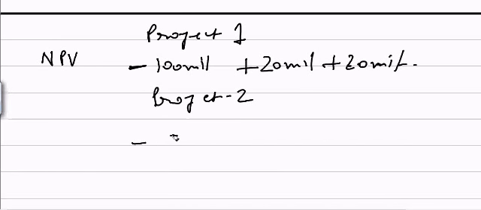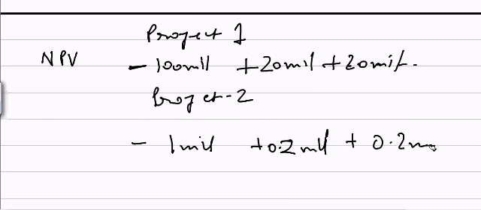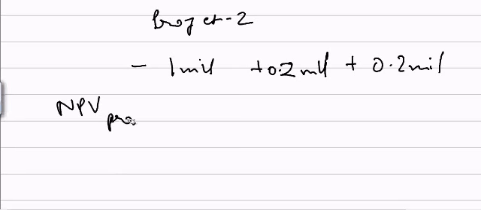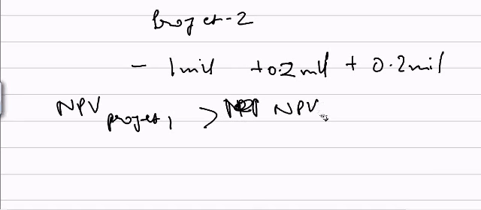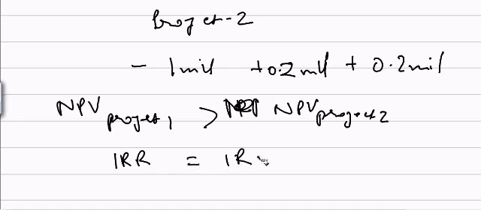In this case, the net present value for project 1 is greater than the net present value for project 2. But the IRR should be the same. So should we take a decision based on IRR or net present value? In this case, we will take the decision based on the net present value.